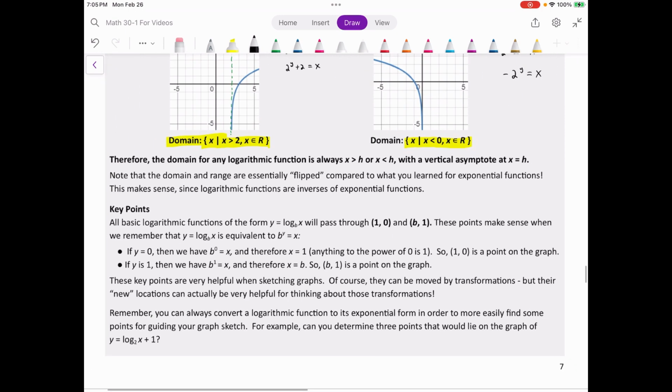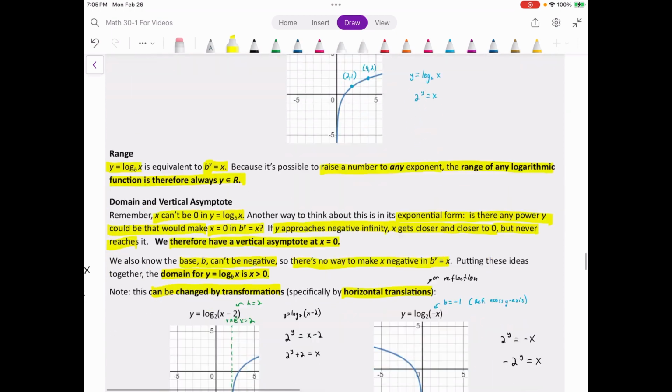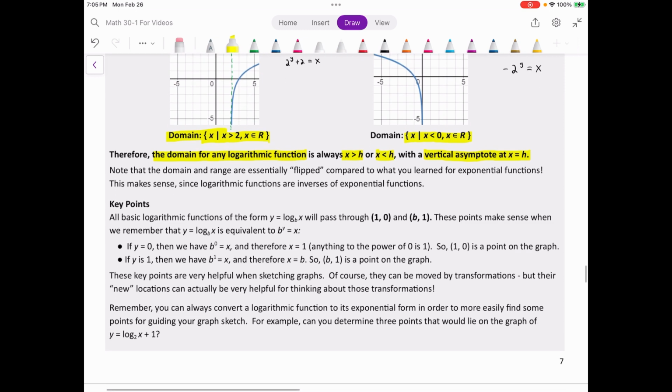Okay, so therefore the domain for any logarithmic function is always x must be greater than h or x must be less than h, with the vertical asymptote being directly at x equals h. Starting from a vertical asymptote of x equals 0, we translate it to the right or to the left by h units. Then it's just a matter of whether there's been a horizontal reflection or not that tells us if it's going to be greater than that vertical asymptote or less than that vertical asymptote.